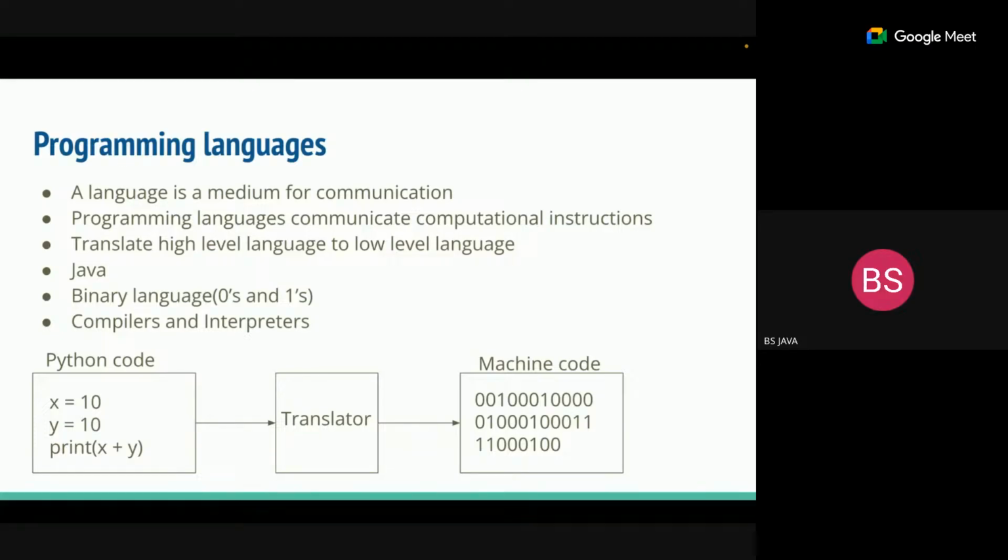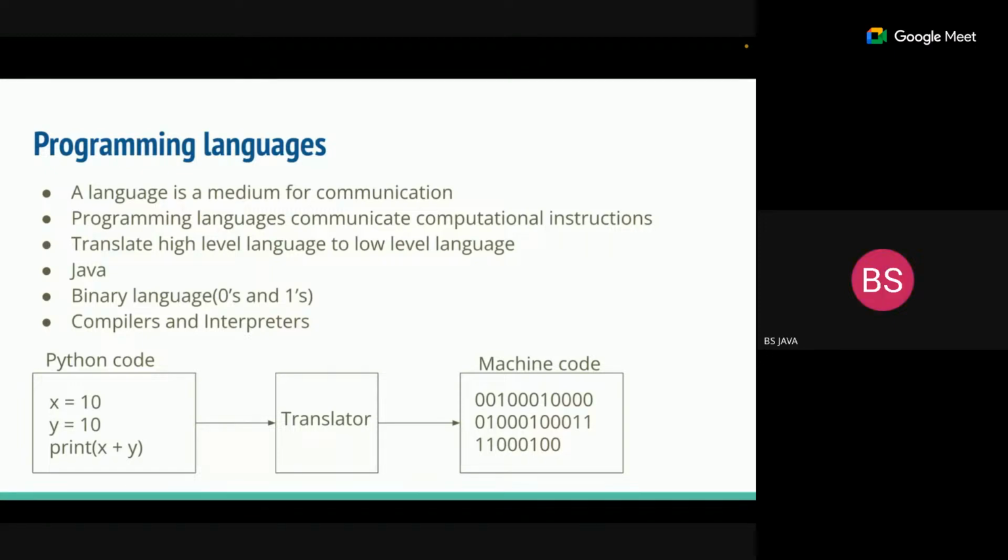We'll discuss this in detail in week 2. For now, you understand we are going to write programs in Python or Java, and a compiler or interpreter is a translator that will convert this code into machine code, which is executable. Is that fine? Yeah, ma'am. Yes, ma'am.